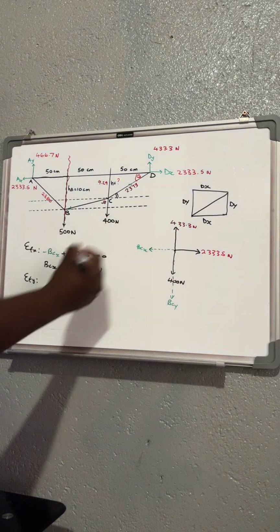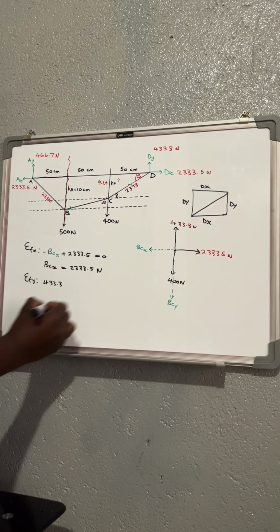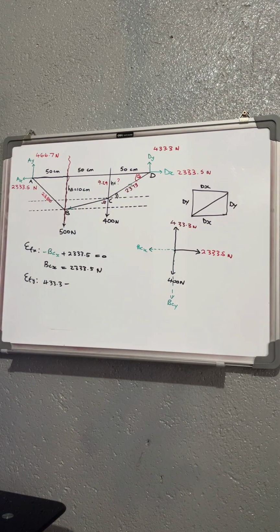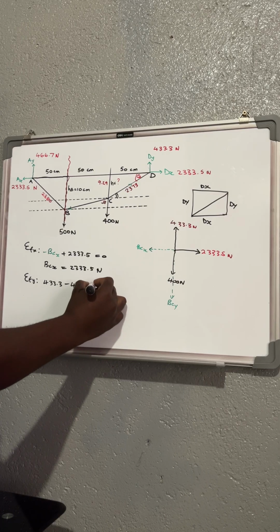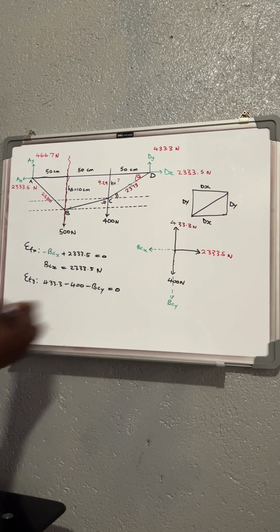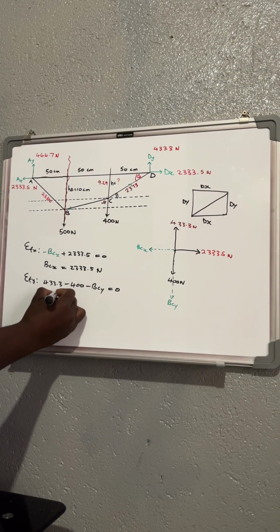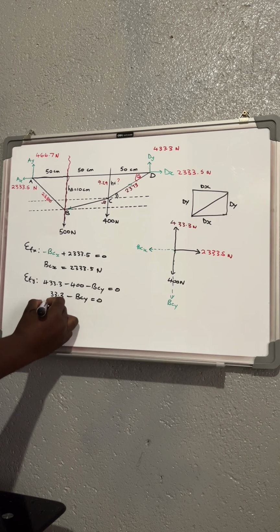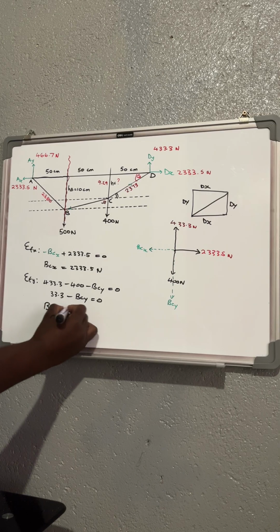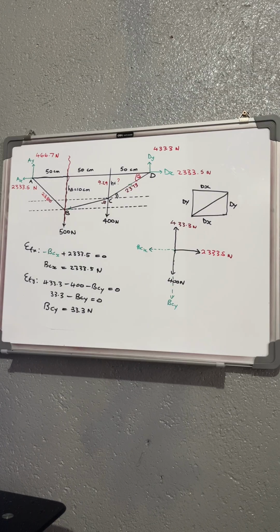We have this one that is going up, which is positive. We're going to say we have 433.3. Then we deduct the ones that are going down. We have what? We have 400. Then we have minus BCY. Then this would be equal to 433.3 minus 400. You are going to be left with 33.3 minus your BCY. Then this would be equal to 0. Your BCY would be equal to 33.3 Newton.